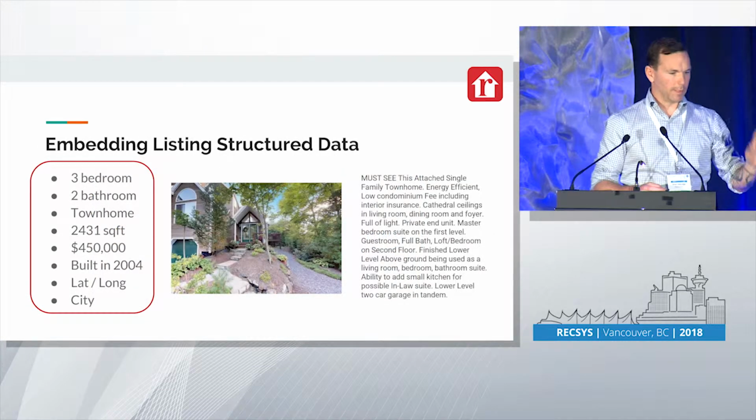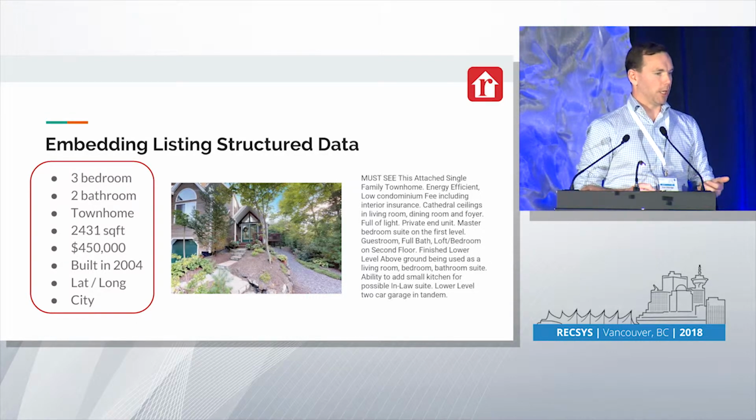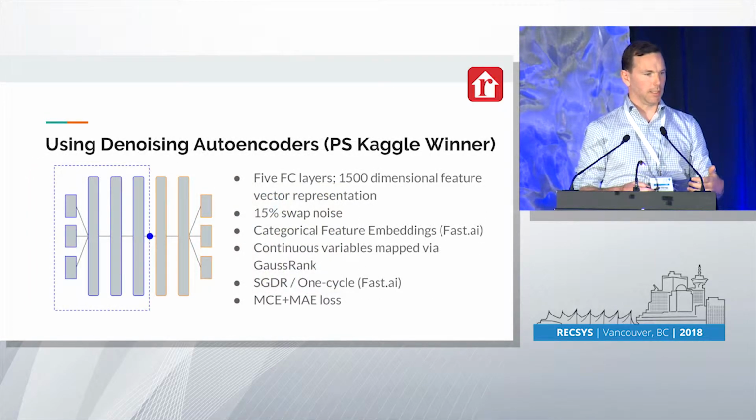So this is the part where I'm going to dive pretty deep into some deep learning techniques, and hopefully people can follow along. A lot of the data we deal with is structured listing data. There's a huge range of it, a lot of categorical variables, really high cardinality categorical variables like the city, the state, things like that. And so embedding those is a really challenging task, and we've got some things that we've used. I found this technique of using denoising autoencoders through the Porto Seguro safe driver Kaggle competition.